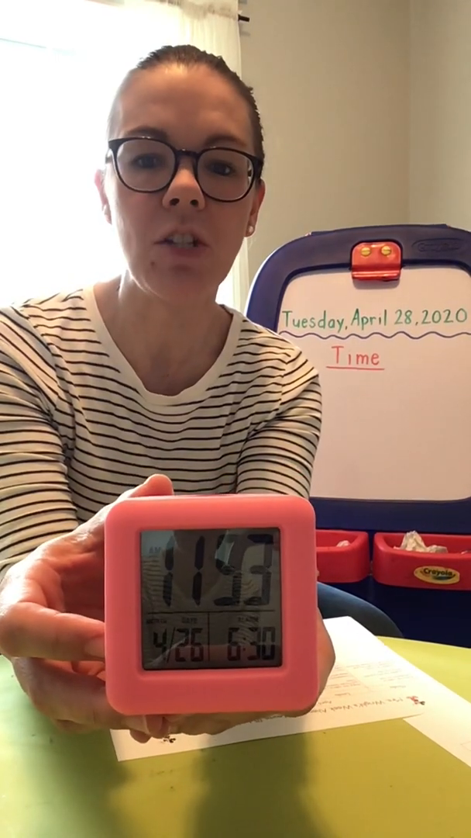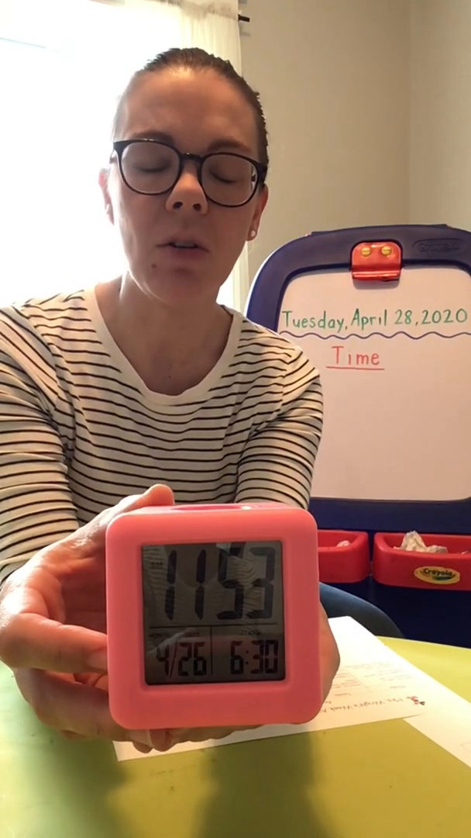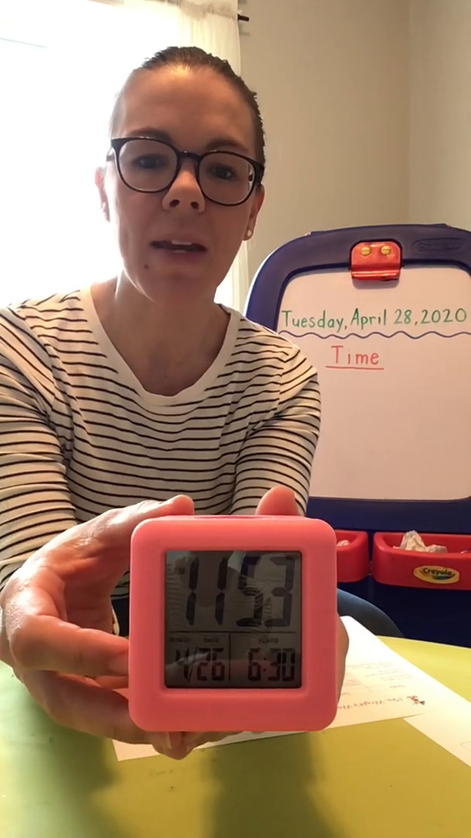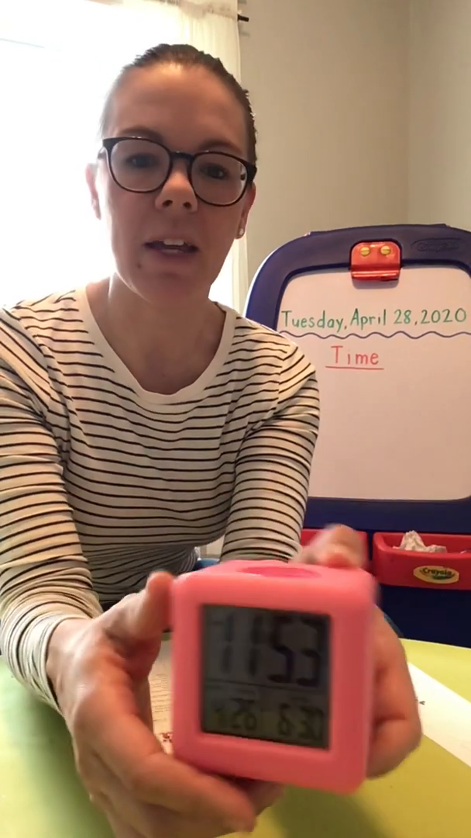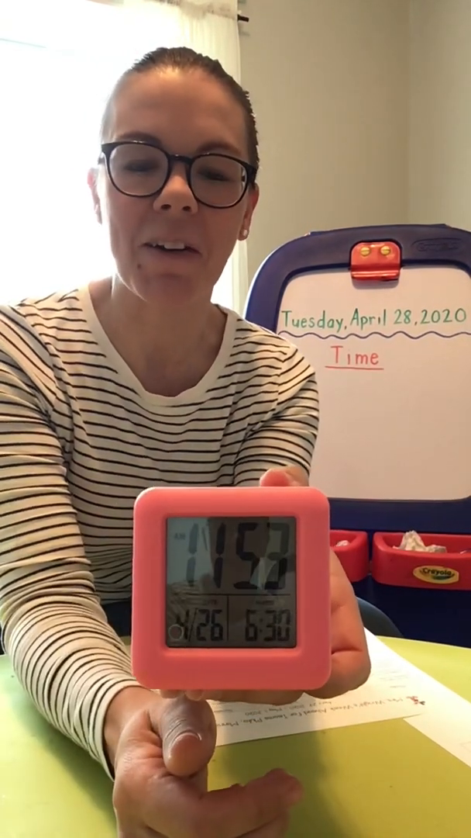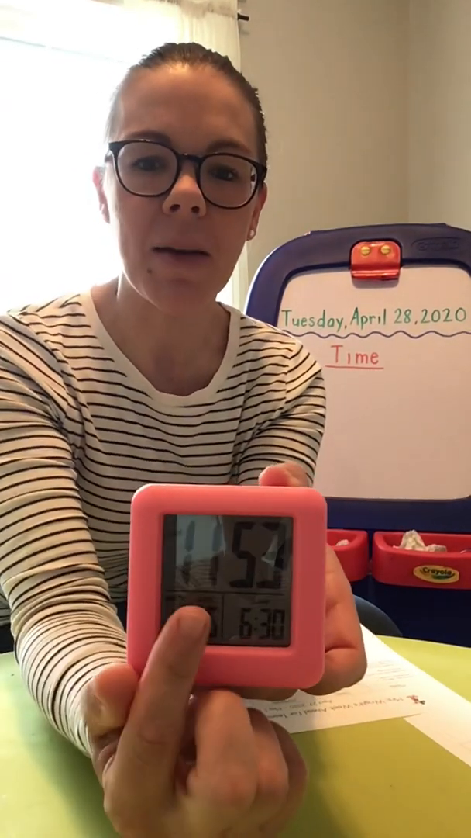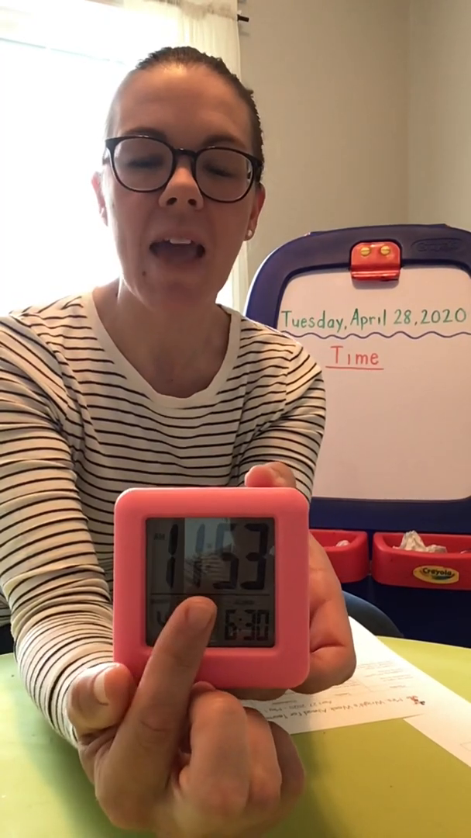This is called a digital clock. Okay, so a digital clock tells us the time. So right now it is 11:23. Sorry, 11:53. I was looking at it backwards. 11:53. This number right here is the hour.